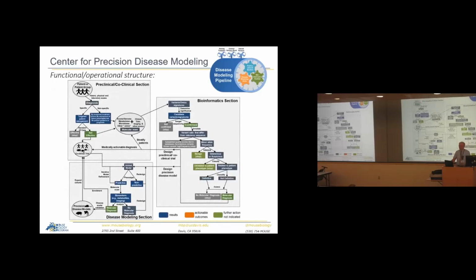So here's the wiring diagram for this center. It has 3 components. It has a preclinical and co-clinical section. It has a bioinformatics section, and then it has the animal modeling section until it returns straight back to the human setting in order to apply this. So I think we've had the overall general plans of how this would look.